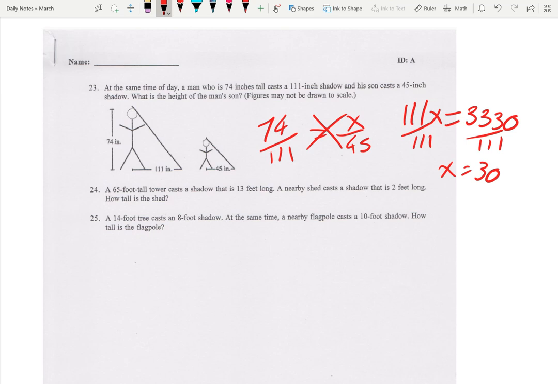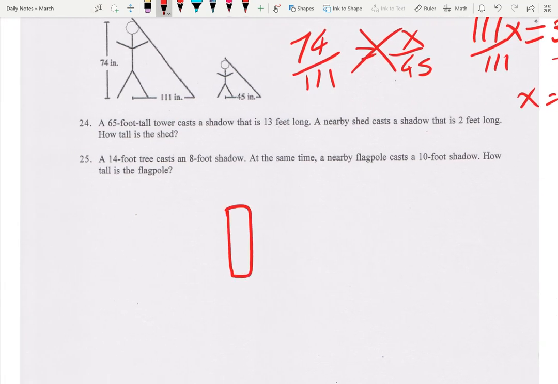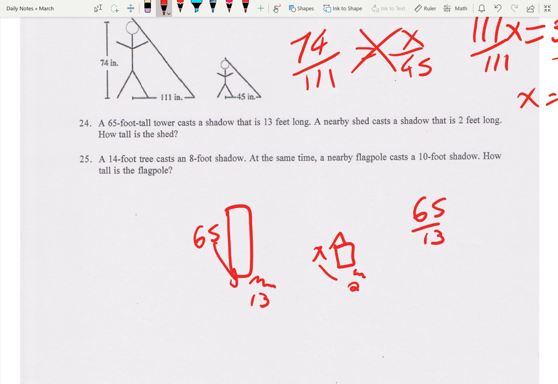And then number 24 and 25, again, are just sort of draw a picture, right? For number 24, you have a tower that's 65 feet tall and a shadow that's 13 feet long. A shed that has a shadow that's 2 feet long. How tall is the shed? So your ratio would be 65 to 13 as the tower to its shadow, then x to 12 as the shed to its shadow. So when you cross multiply, we'll have 13 times x, and then 65 times 12, which is 780. Divide by 13, we have x equal to 60.